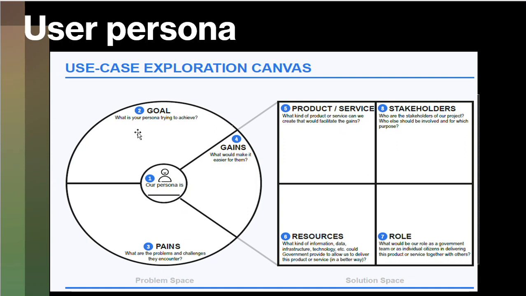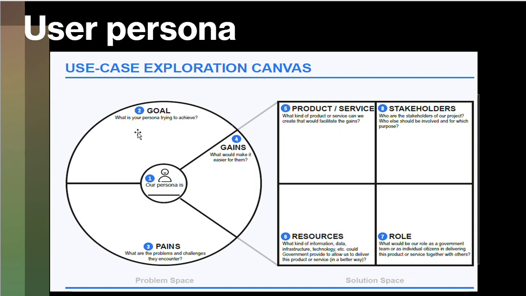And then what would make it easier for them? Maybe we can say what can help Sarah to overcome the pain. Maybe the Wi-Fi connection provided at her college by the university. Maybe some lecturers who are very expert in their own area. Okay, so those are the examples for gain in the use case exploration canvas.